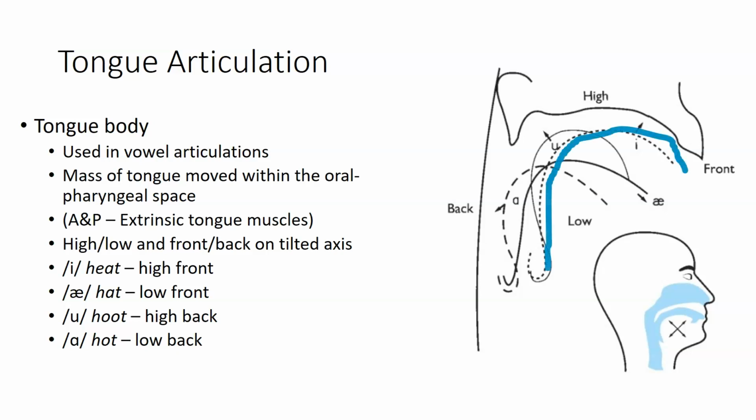The high front vowel E, as in heat, is indicated with the small dotted line. The low front vowel A, as in hat, is indicated with the darkest solid line. The high back vowel oo, as in hoot, is indicated with the thinner solid line. And the low back vowel, where there's a significant constriction in the pharyngeal space, ah, as in hot, is shown in the thicker dashed line.